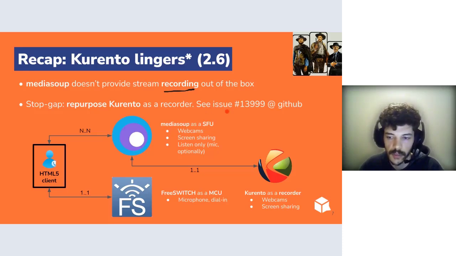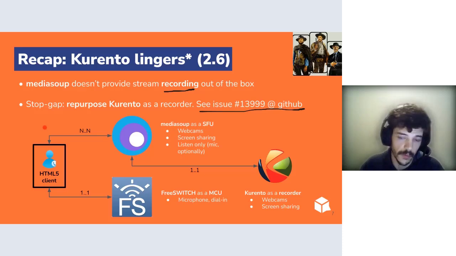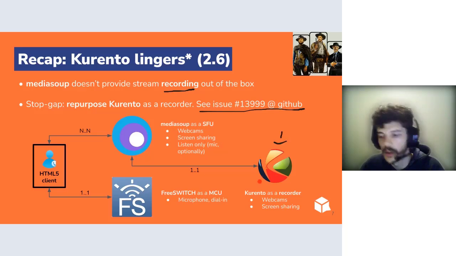And then we outlined a plan, which is in this issue I mentioned here in GitHub. The first step, which is a stopgap, was to repurpose Kurento as a recorder of mediasoup streams. And then there's a more detailed plan to replace Kurento as a recorder as well. So nowadays, this is the current outlook of BigBlueButton's media stack. We have two client-facing media servers, mediasoup and FreeSwitch. Kurento stays in the backend, recording streams from mediasoup. That's mostly it as of 2.6.